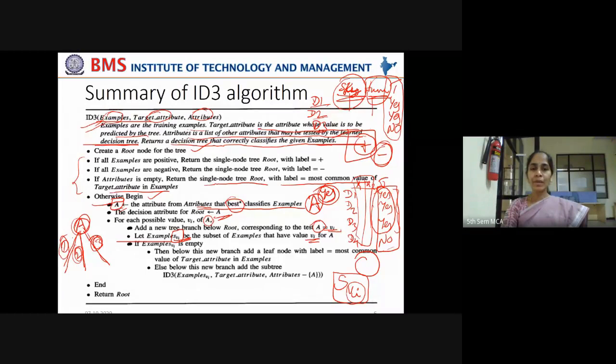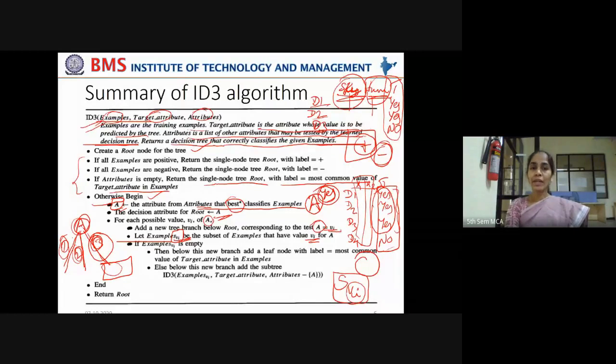Now if examples S_vi is empty, that is, for this particular category there are no training examples given, then what has to be done? Then below this new branch, add a leaf node. Directly you can add a leaf node with label equal to the most common value of the target attribute in examples.